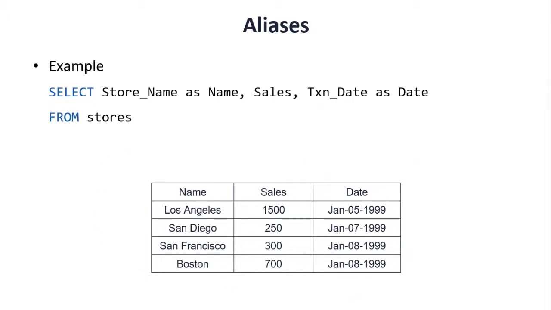It doesn't change anything in the original table. It remains as it is. We only get the result set with the alias names.